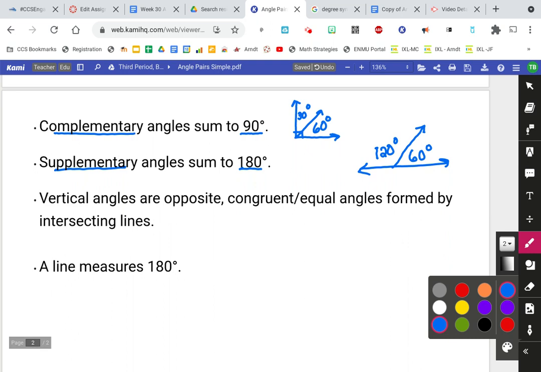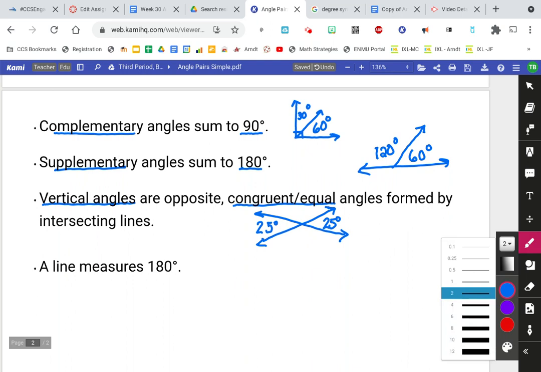And then next, vertical angles are opposite congruent angles formed by intersecting lines. Congruent just means they're equal. So if I have a line here and a line there, if this angle here measures 25 degrees, then the angle opposite to it measures 25 degrees as well. Another thing we need to remember is that a line measures 180 degrees.